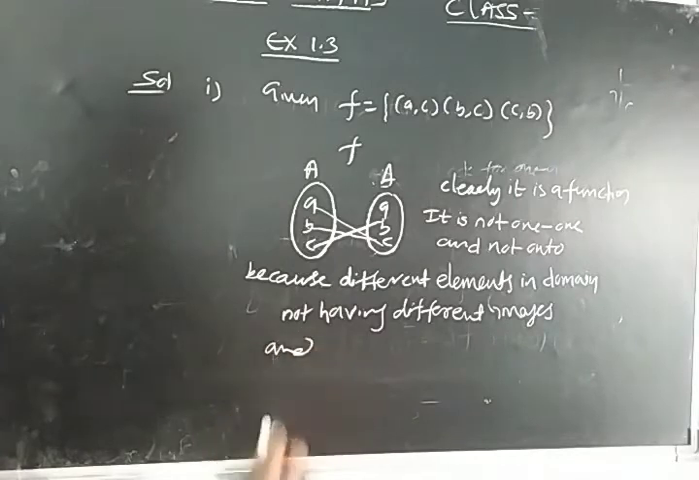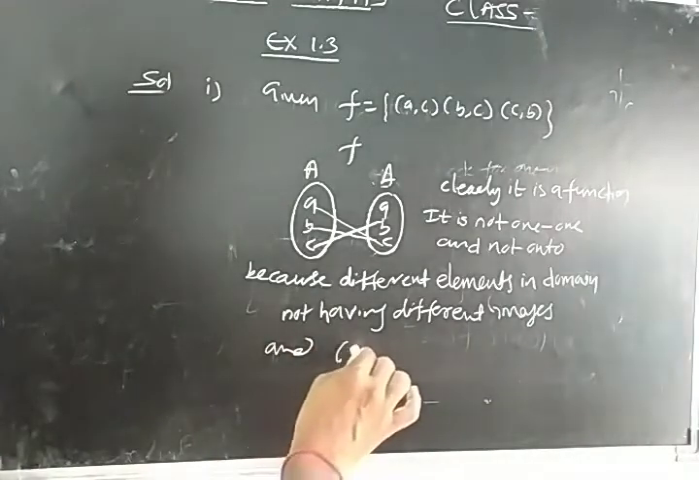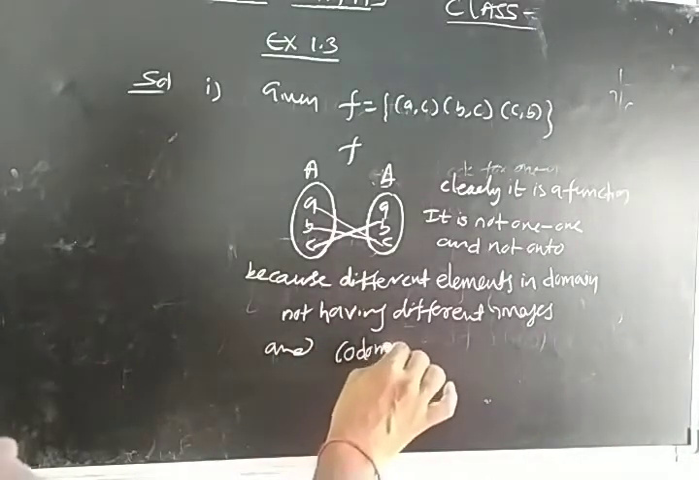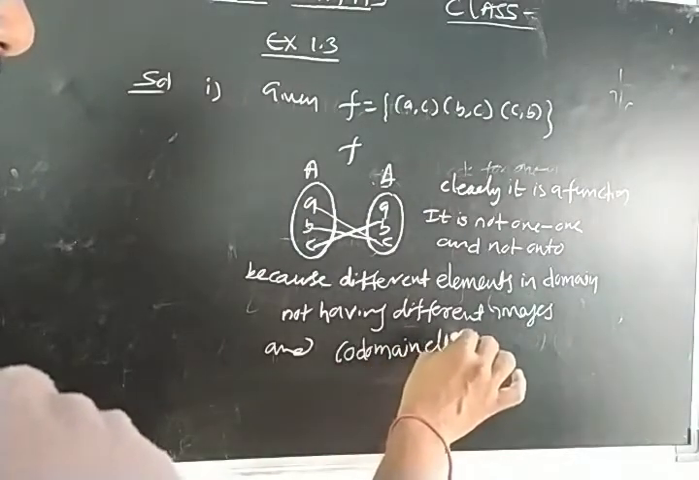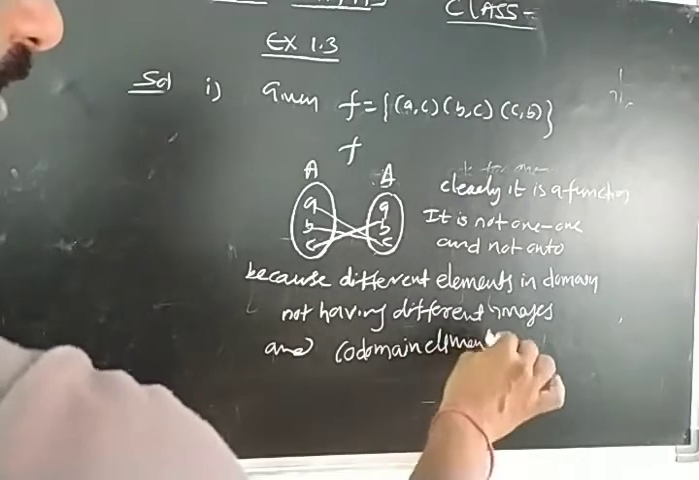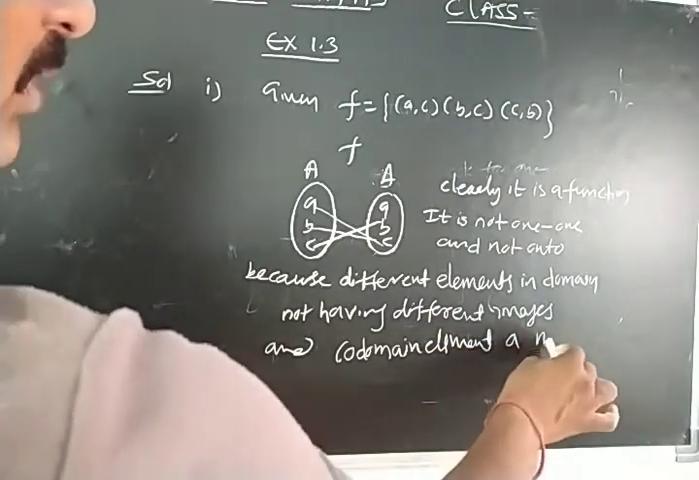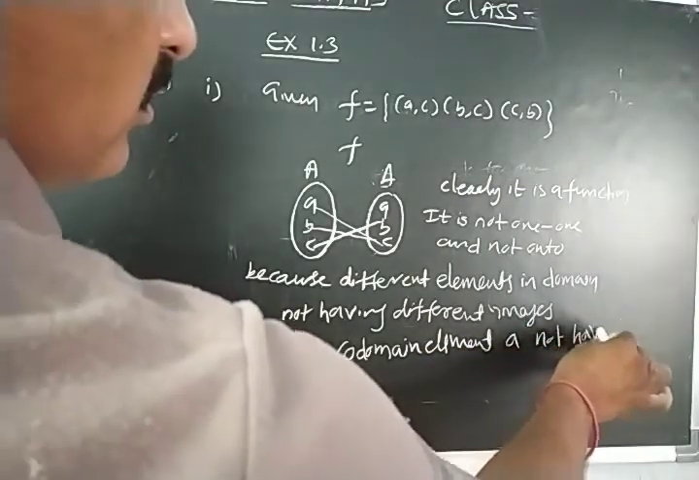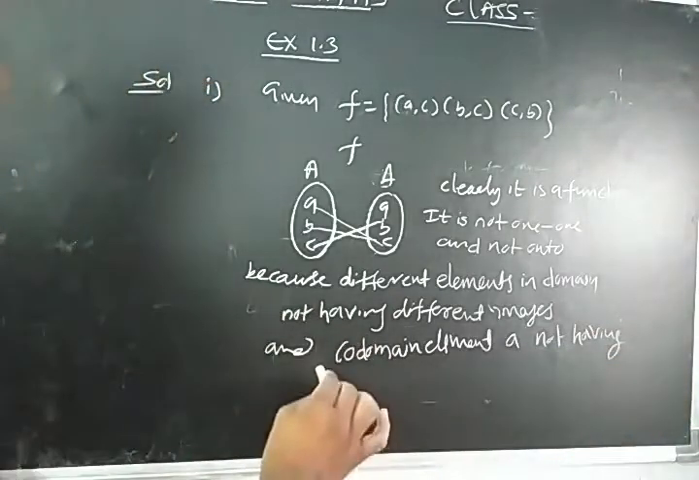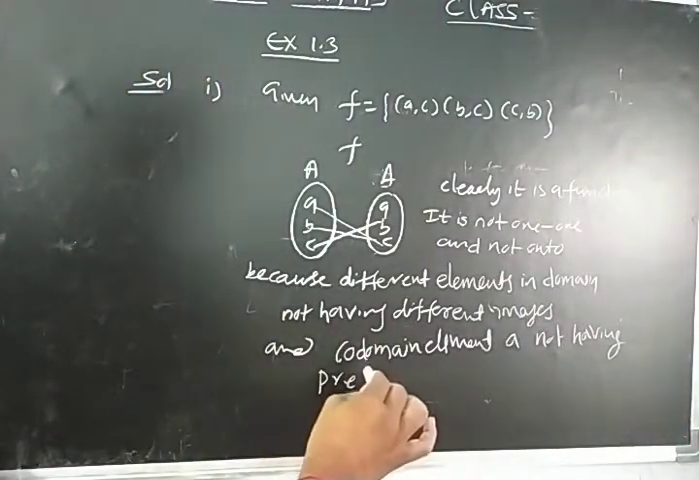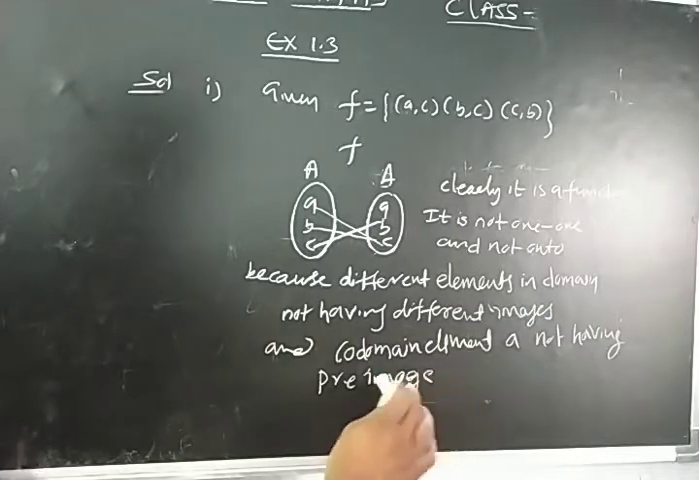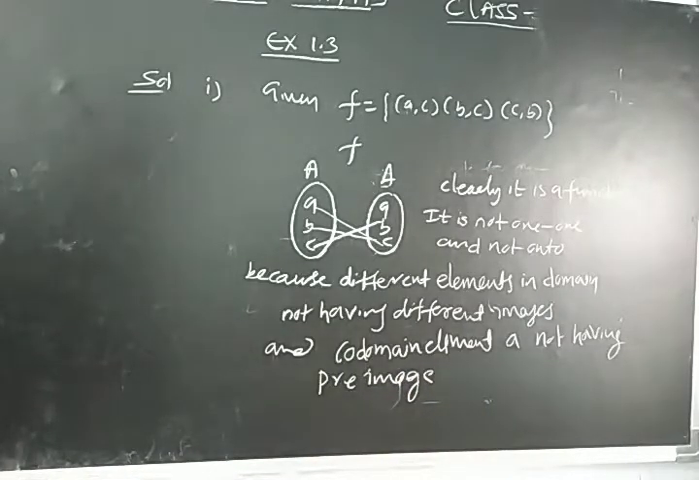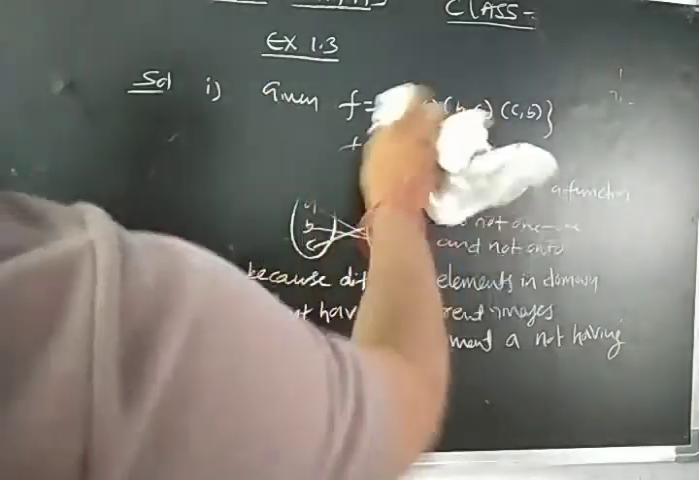And the codomain element a not having a pre-image. This is the reason for not onto. Okay, right. Now second problem.